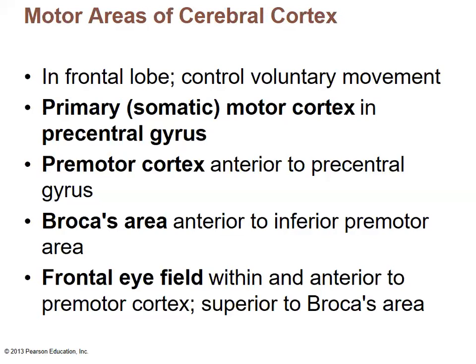And then finally, with our frontal eye field movement area, it's what controls the voluntary movement of our eye. Part of it is located in the anterior premotor cortex, just above Broca's area.